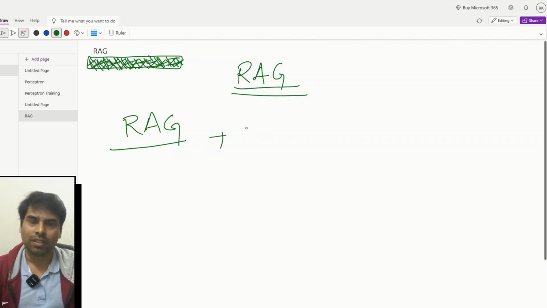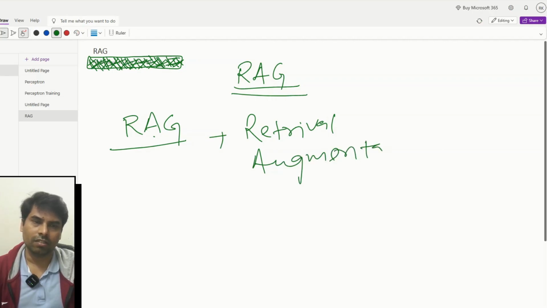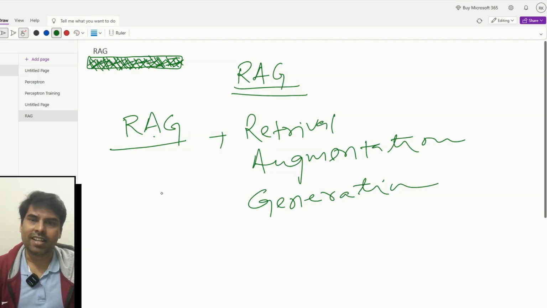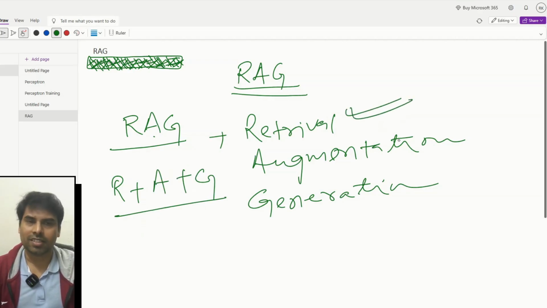So R stands for retrieval, okay, and A stands for augmentation, okay, and G stands for generation. So in RAG there are three steps: R plus A plus G. R stands for retrieval, we retrieve something, I will discuss that. A stands for augmentation, we augment something. And G stands for generative, or generate something.